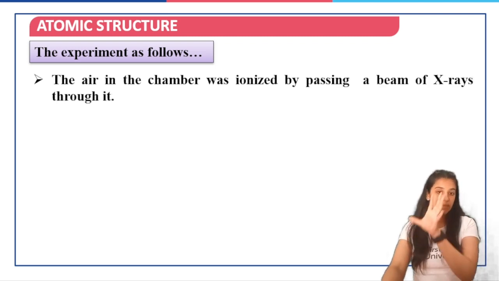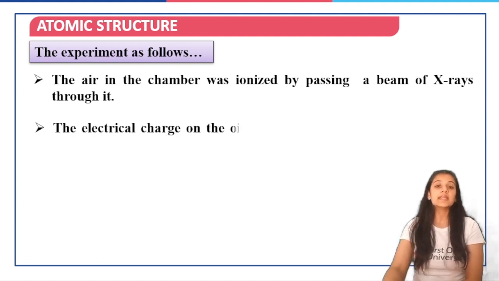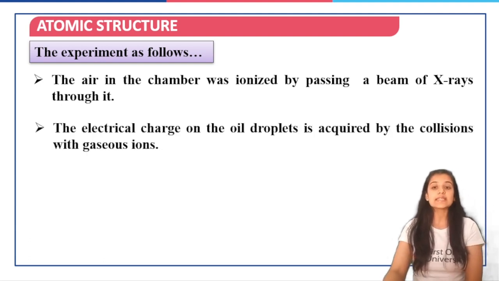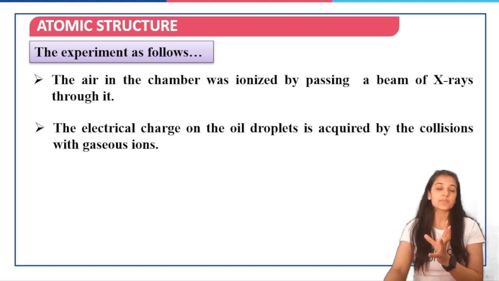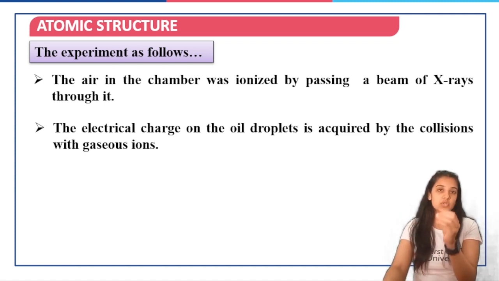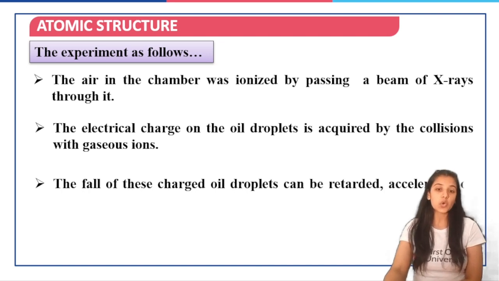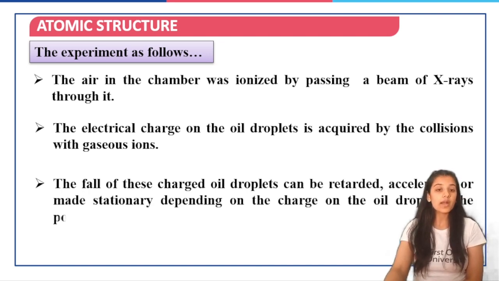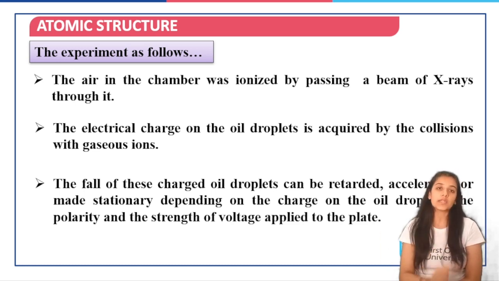This air chamber was ionized by passing a beam of X-rays through it from the right-hand side. The electrical charge on the oil droplets is acquired by collision with the gaseous ions. Because in this entire chamber there is gas present, which was ionized, collisions happened between the oil droplets and these gaseous ions, which led to the development of charge on the oil droplets. The fall of these charged oil droplets can be retarded or accelerated, or made stationary, depending upon the charge on the oil droplets.